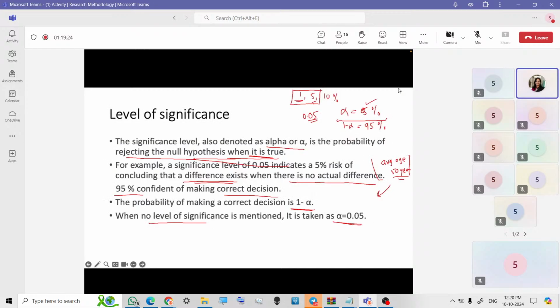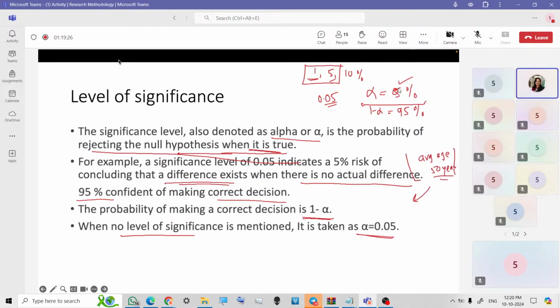So the level of significance. That type 1 error actually defines the level of significance for the hypothesis testing, which denotes the type 1 error, which is alpha. Alpha means rejecting the null hypothesis when actually the hypothesis is true. Then it is called the significance level.